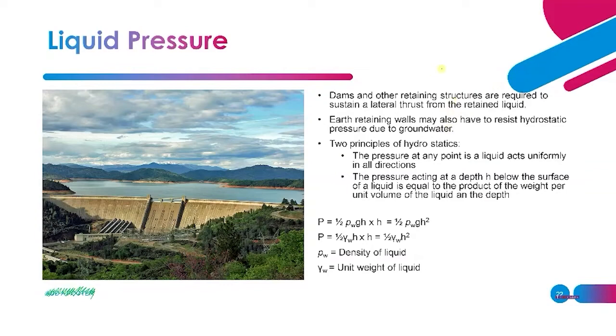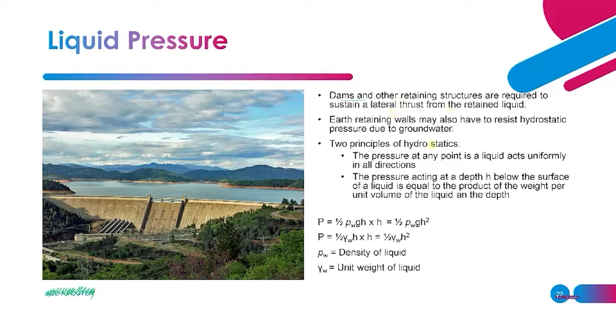Liquid pressure. Dams and other retaining structures are required to sustain a lateral thrust from the retained liquid. Earth retaining walls may also resist hydrostatic pressure due to groundwater, because in the soil there is also groundwater. But this one we will calculate later, the groundwater part. Whatever we calculate here in liquid pressure, let's say you retain water, for example the one behind the retaining wall, like a dam or any other retaining structure that retains liquid.